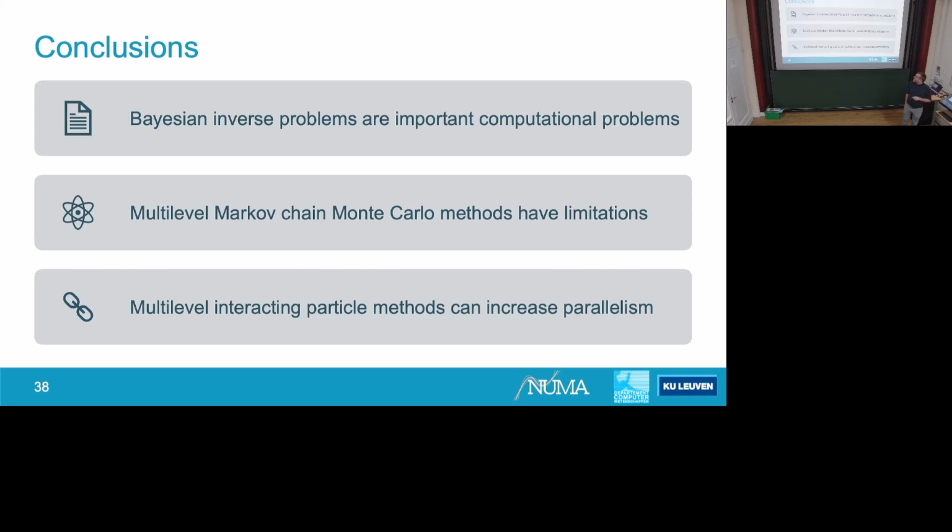I will tell you that these Bayesian inverse problems are important computational problems, that multi-level methods can really help in increasing efficiency, both in a Markov chain setting and in an interacting particle setting. But I think the main issue that we have is what can we actually infer from the data, instead of just computing high-dimensional posteriors and reporting them as being the most efficient way we can compute them.